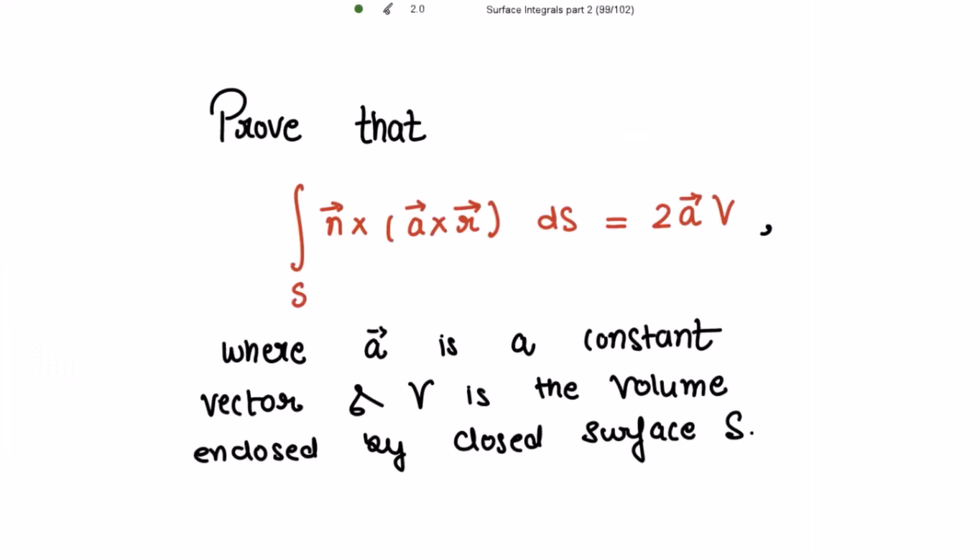We need to show that this surface integral is equal to 2a vector into V, where a vector is a constant vector and V is the volume enclosed by the closed surface S. For this we take U to be the region enclosed by S. We suppose this first, and later we apply the Gauss Divergence Theorem.